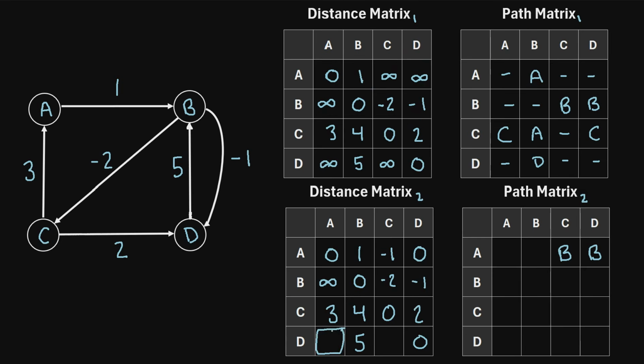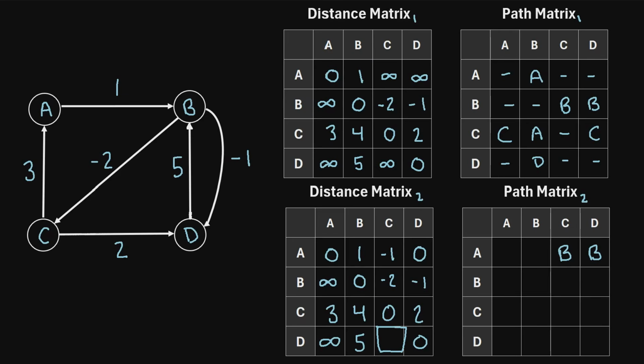Then if we consider the next empty cell, so from D to A, that distance is currently infinity. But what if we go through node B? So from node D to node B, that has a distance of 5. And then from B to A, that has a distance of infinity. So is 5 plus infinity shorter than infinity? No, so we'll leave it as infinity. So we won't update that value.